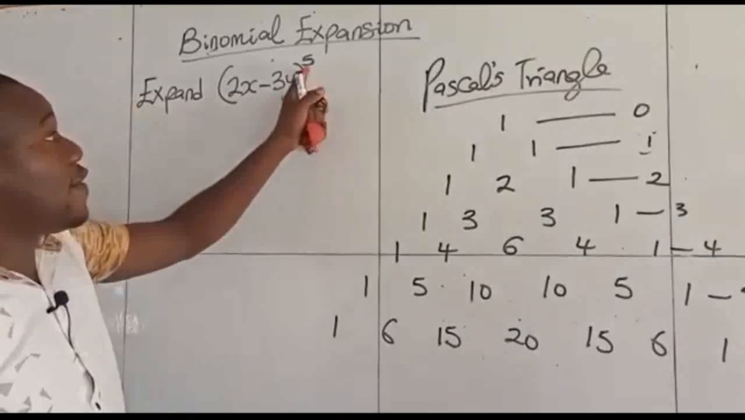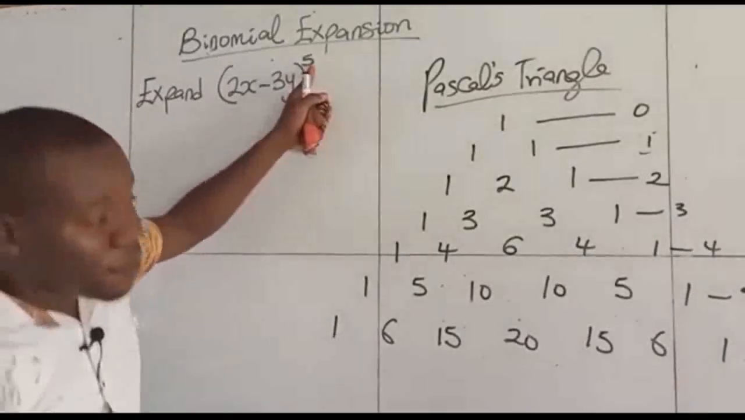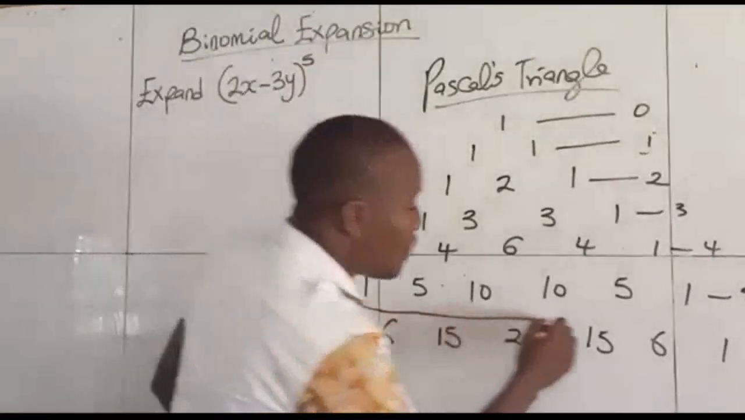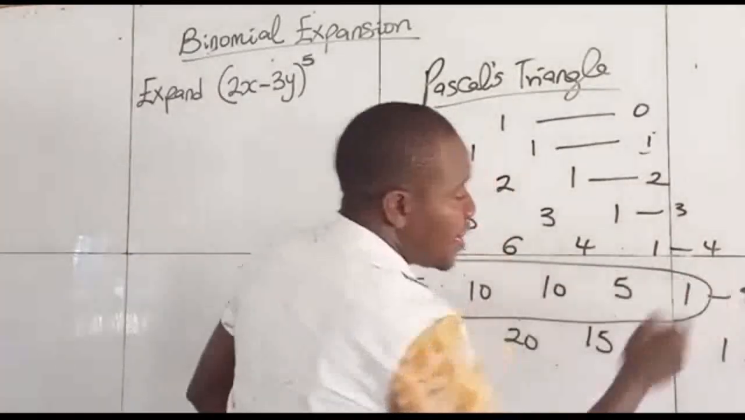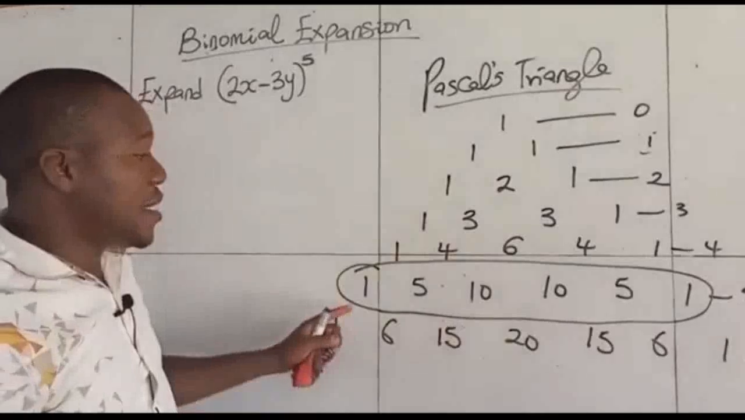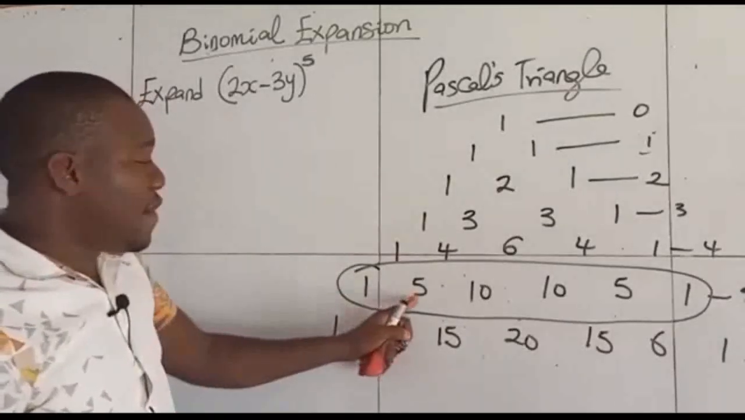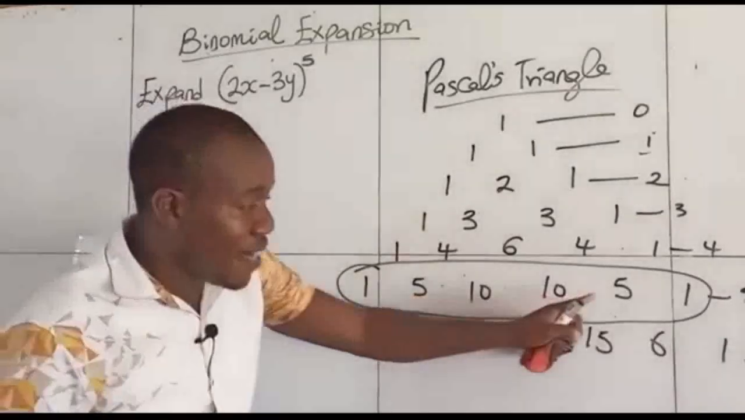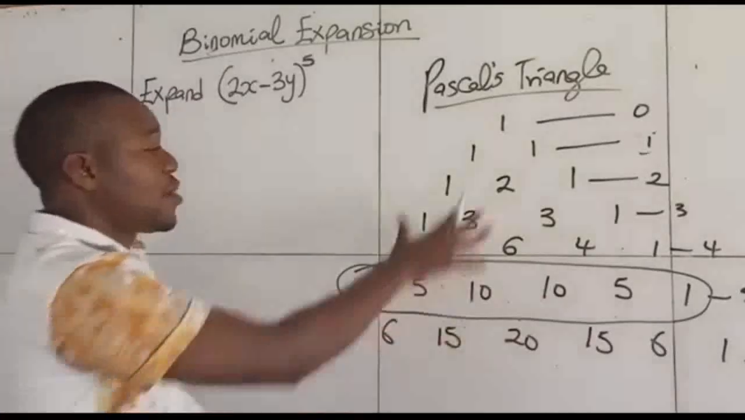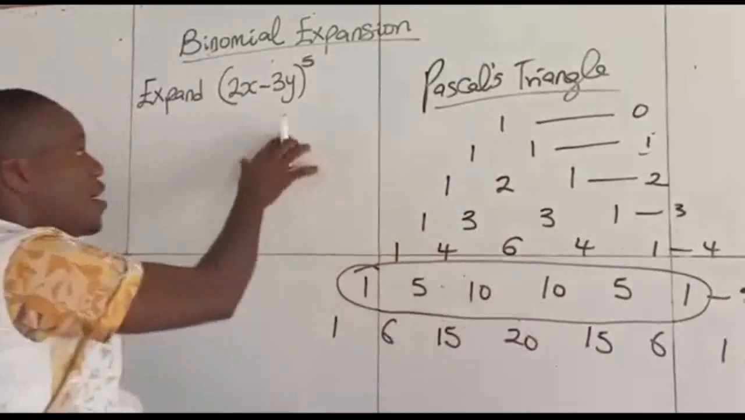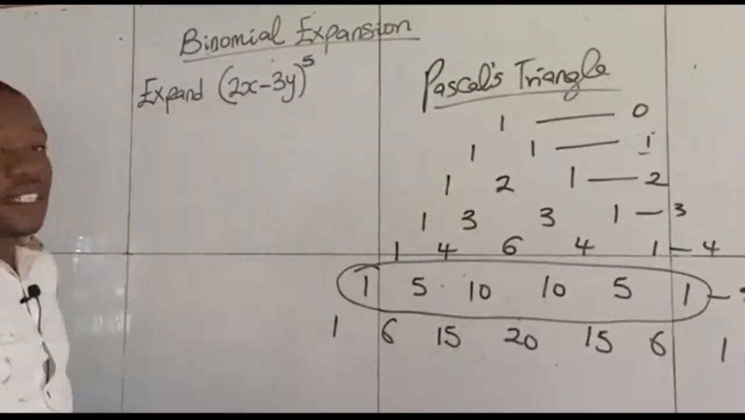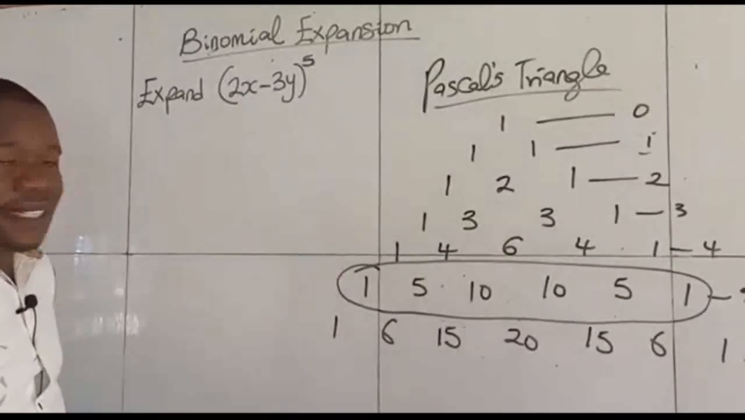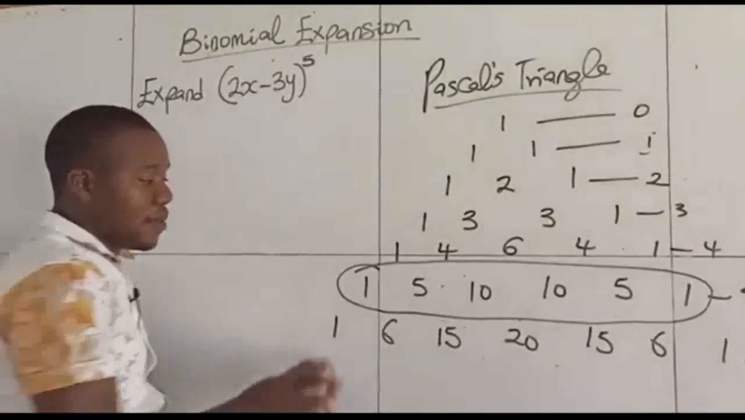But the problem we have is a power of 5. So we are dealing with the coefficients of the expansion for the power of 5. This is what we need for the power of 5. So the coefficients we need in this expansion are 1, 5, 10, 10, 5, and 1. So we can use these coefficients to solve this problem. So I'm going to clean that up and then solve this using this triangle. As easy as that, as fast as possible.